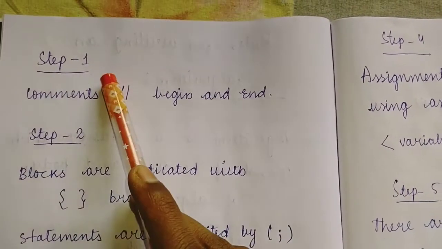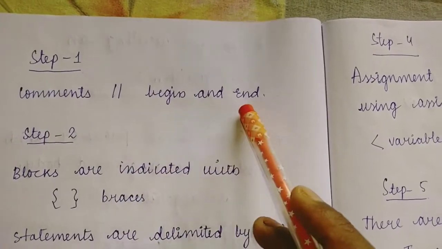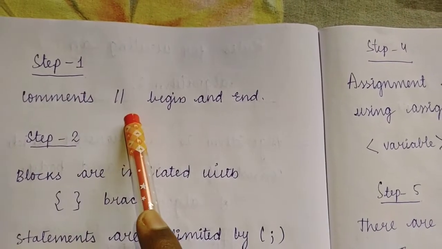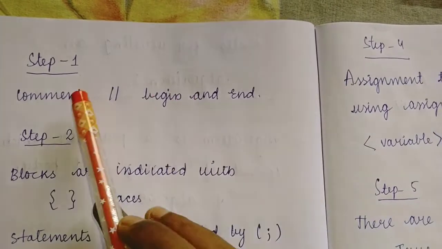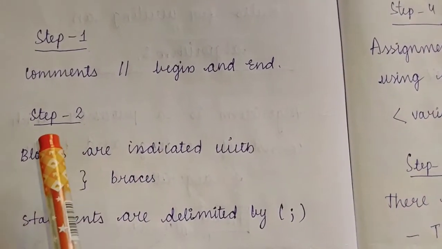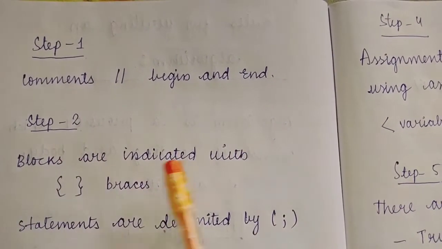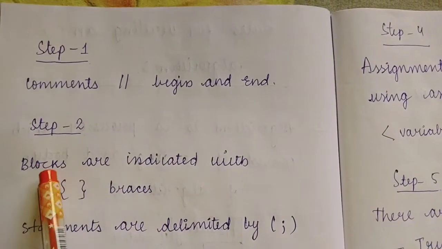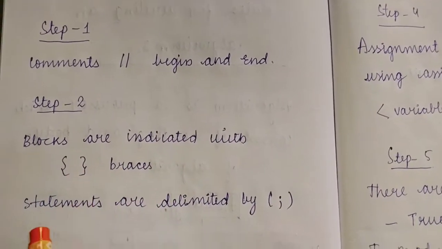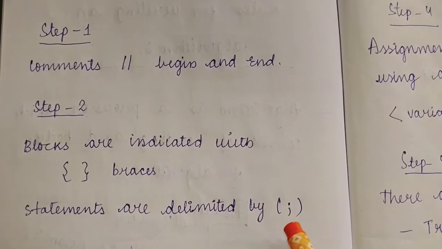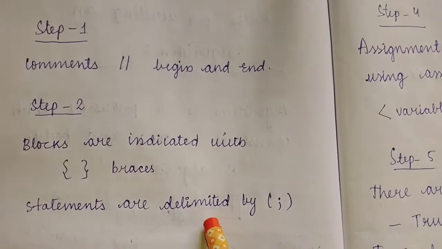First, step 1: you have to write comments. You need to write them in the beginning and also in the end. This is step 1 you need to remember. Step 2: blocks are indicated with braces. Statements are delimited by a semicolon.